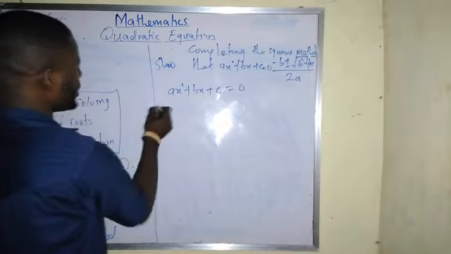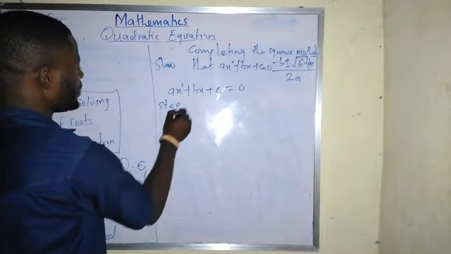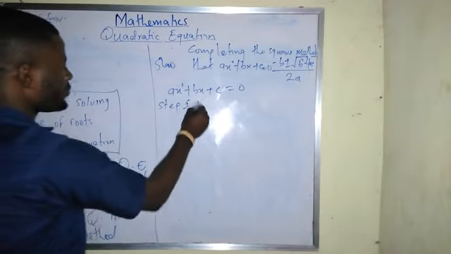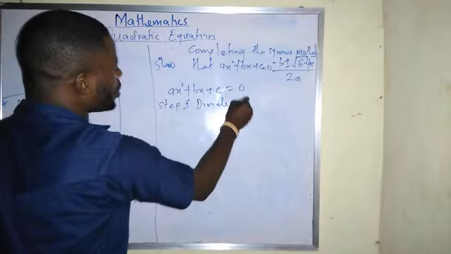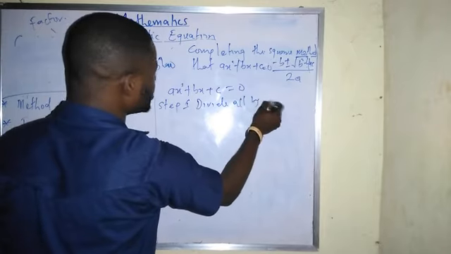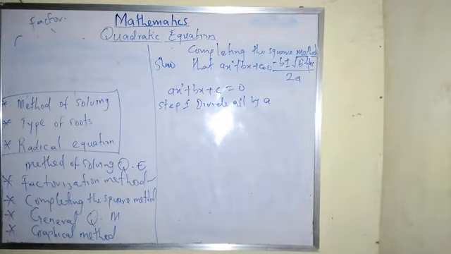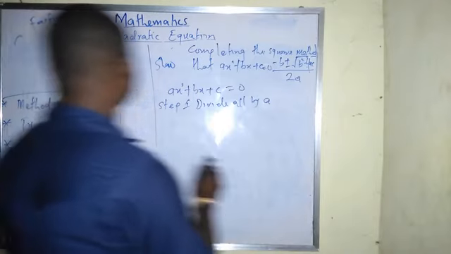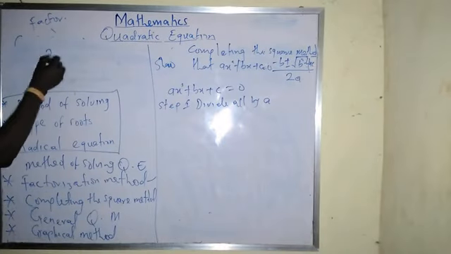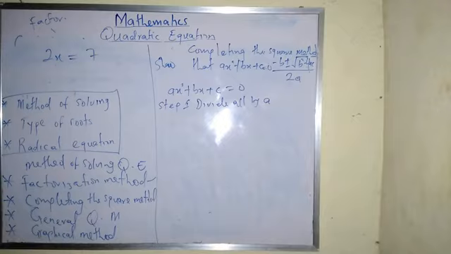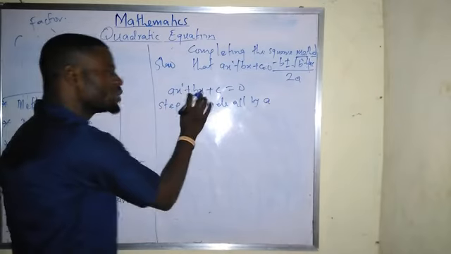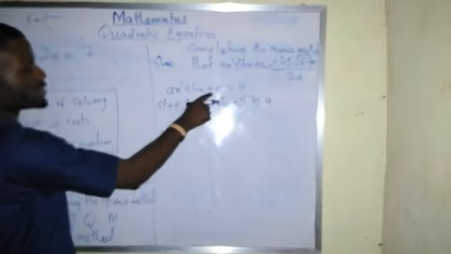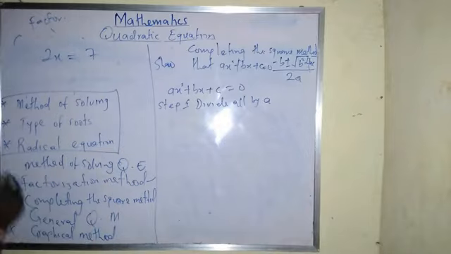Step one, very important. Step one, divide all by the coefficient, or by a. Don't do it to both sides, because you can use a on both sides when 2x equals 7. I can do that there, but at this point I can't do it on both sides because of what? There is an operation plus. Please take note of that.